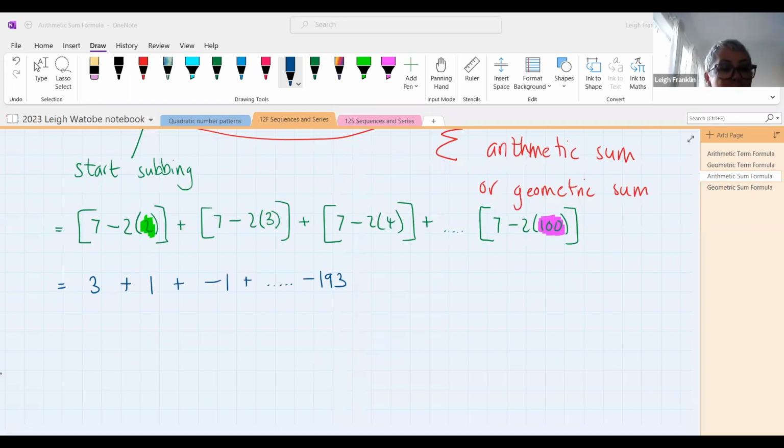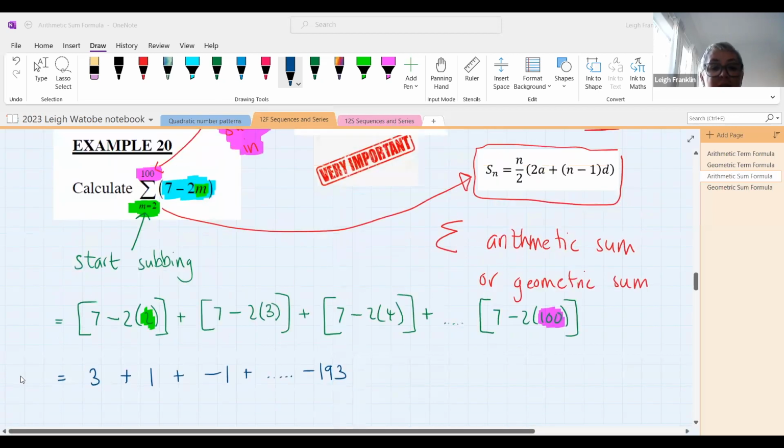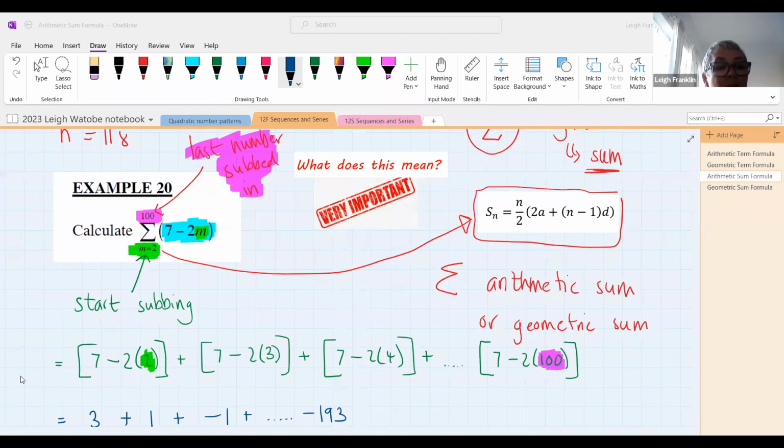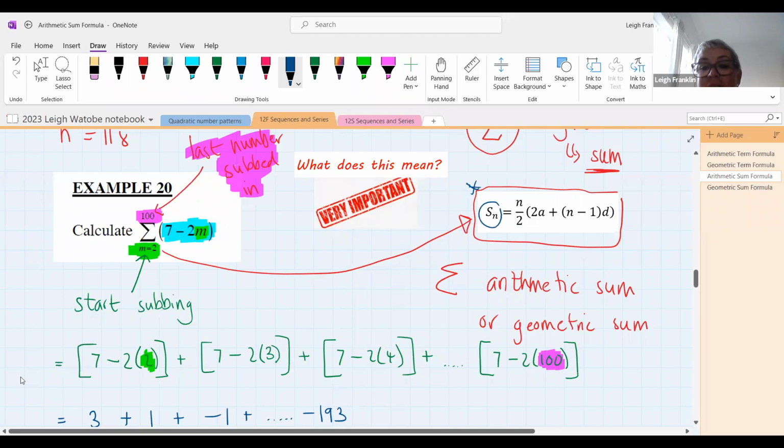So we know that our pattern goes 3 plus 1 minus 1, and then our very last term is minus 193. Now, they have asked us to calculate the sum of the series. So this means exactly the same as this formula over here. They want us to calculate SN.